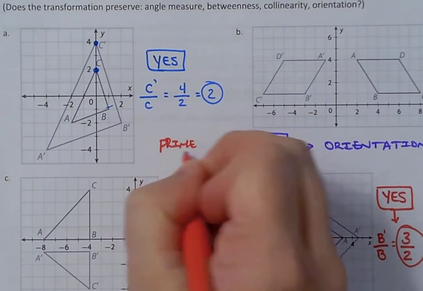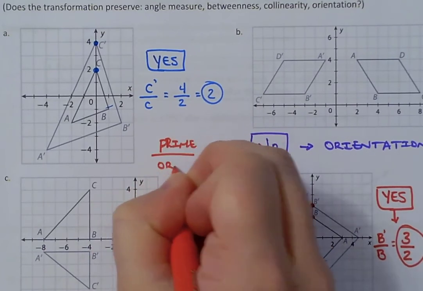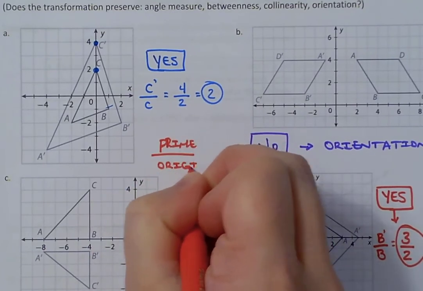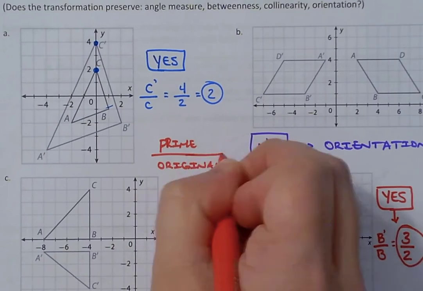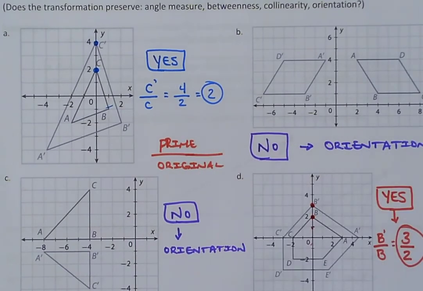So whenever you figure out your scale factor, you take the prime and you put it over the original. New over old. Alright, so that is how you do example 1 on determining if something is a dilation and then finding the scale factor. I do want to real quick talk about example 2, where it talks about determining the center of a dilation and scale factor.